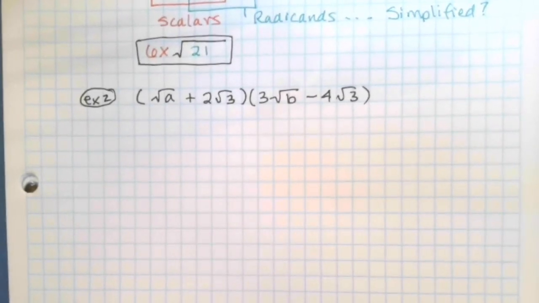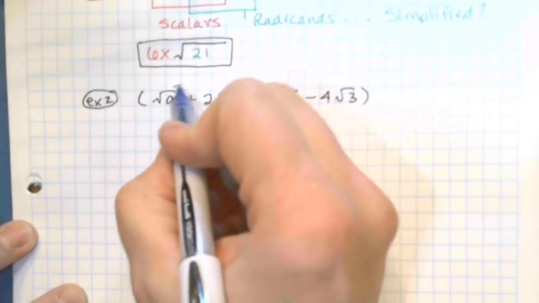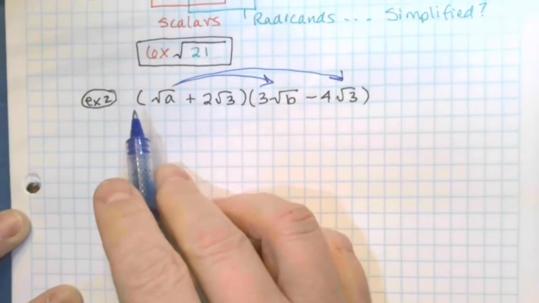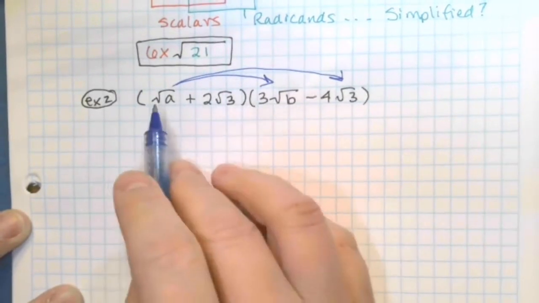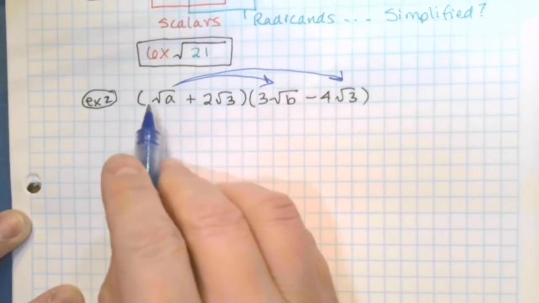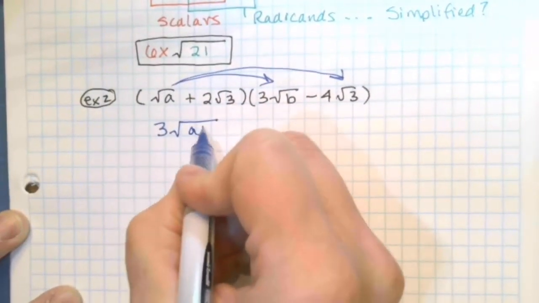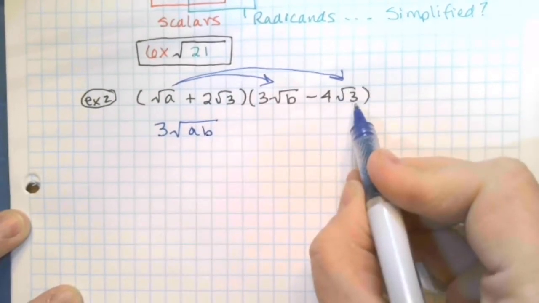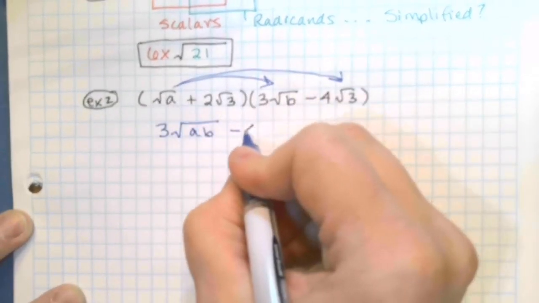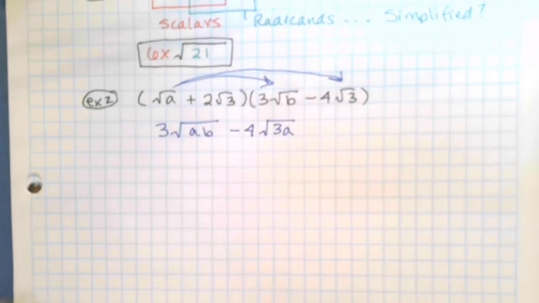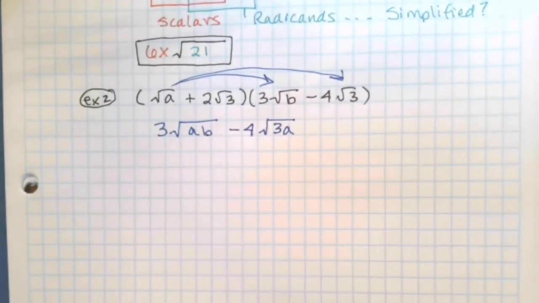We're going to start with the first radical, radical a, and we are going to distribute it through the second set of parentheses. So mentally, you want to think scalar, scalar, radical, radical. Well, radical a doesn't have a scalar, so that makes it easy. 1 times 3 is 3. Now radicands. A times b is ab. Moving to the next one, scalars. 1 times negative 4 is negative 4. Now radicands, a times 3 is 3a. I don't usually worry about simplifying until I'm done multiplying, because I get everything together and then work on simplifying.